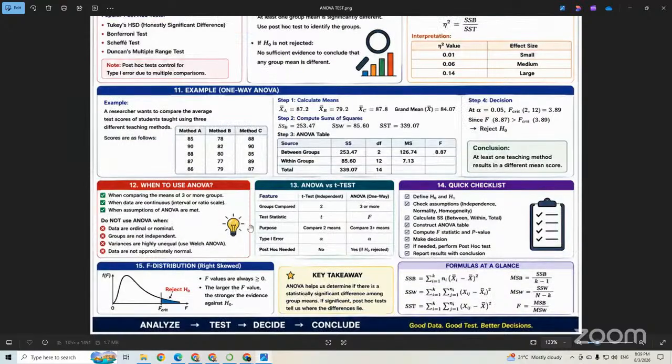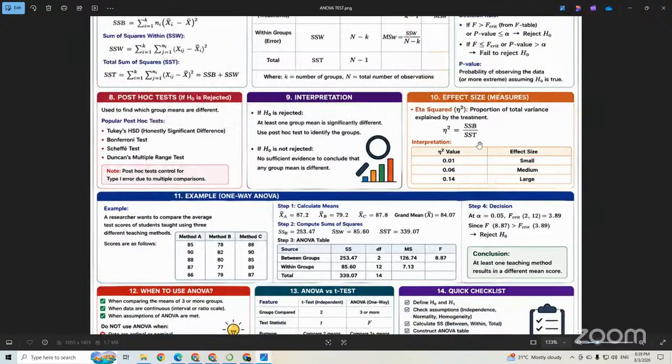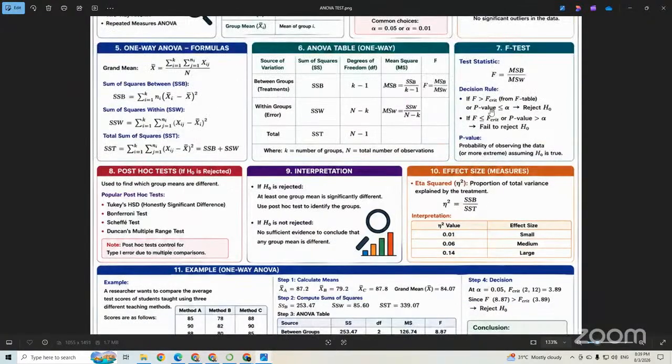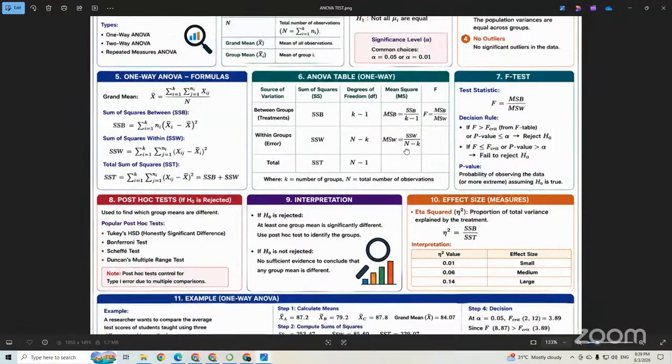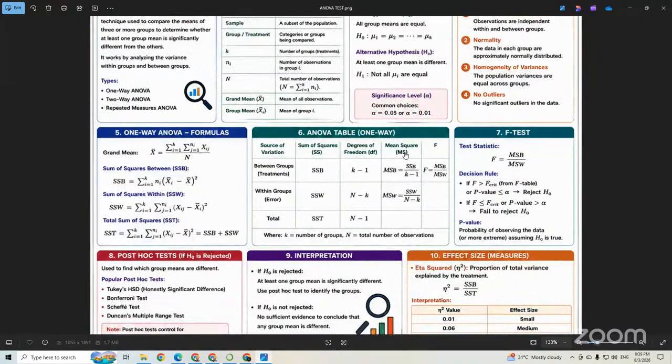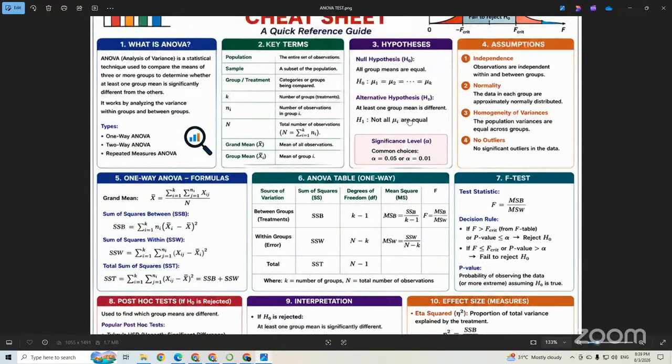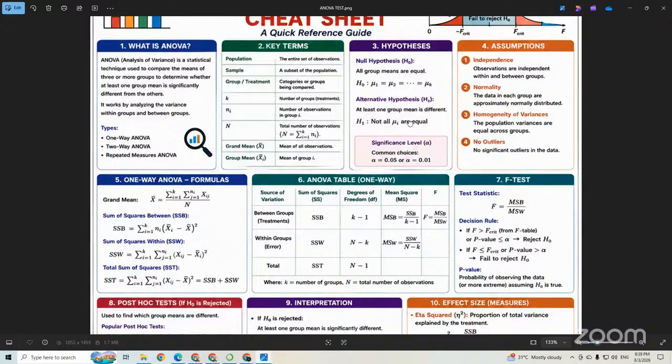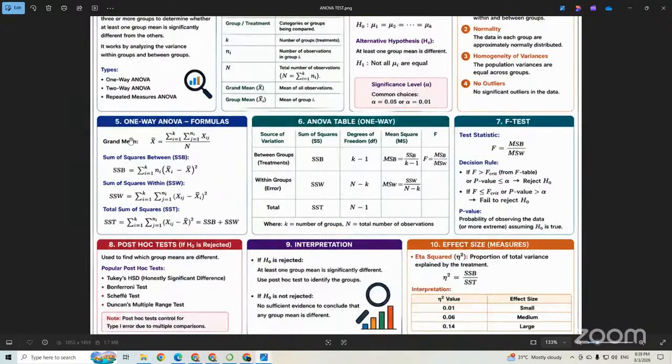Here is the comparison assumption. Okay, and hypothesis assumptions. Okay, here you can see this is the one-way ANOVA formula.